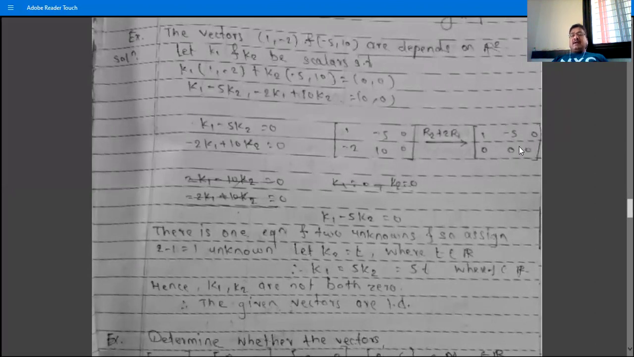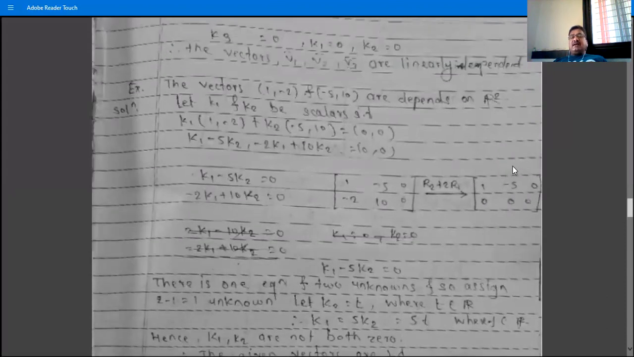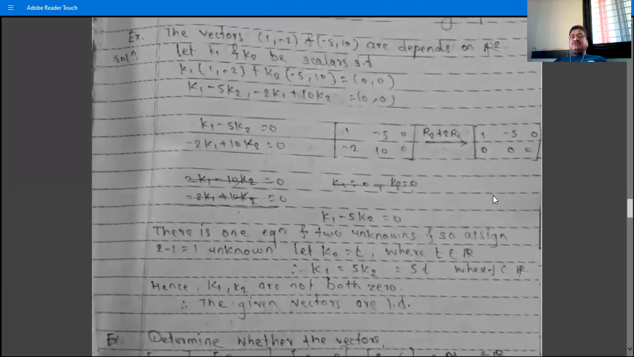If you find the rank of A is 1 and rank of AB is 1, so the system is consistent and the rank is strictly less than the number of unknowns. The number of unknowns is 2, and the rank of A is equal to rank of AB, which is equal to 1. It is strictly less than the number of unknowns, and the system has infinitely many solutions. And once the homogeneous system has infinitely many solutions, it means the system has a non-zero solution, that is, K1, K2 are not all 0.